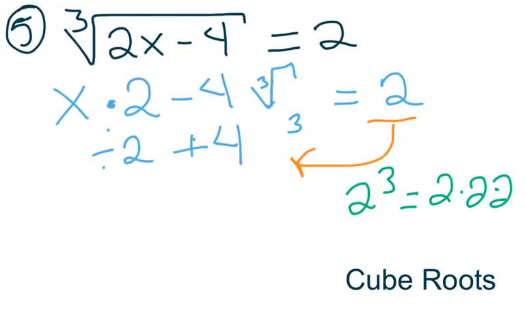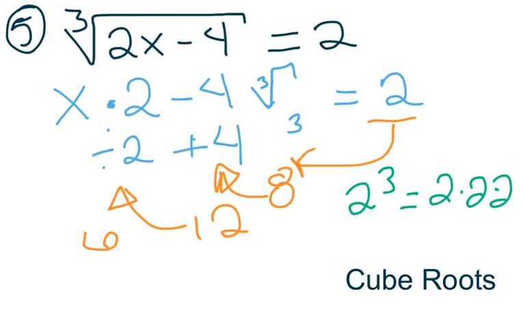It is not 6, okay? 2 times 2 is 4, times 2 again is 8. So 2 cubed is 8. 8 plus 4 is 12. 12 divided by 2 is 6. Okay? And so that's it. Big, huge, long problem. Just getting it done, getting it moving, getting it pushed forward.